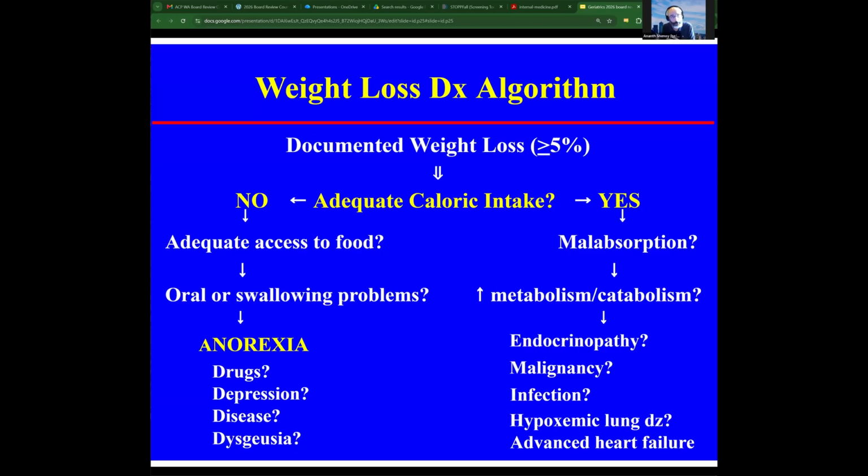Now, if they are able to get caloric intake, then you're thinking about, is this a malabsorptive process? And if not, is there an increase in metabolism or catabolism, which can happen from a systemic illness like malignancy? Thinking about endocrinopathies, like the thyroid, and then, of course, chronic infections. Also, many of the really advanced end organ diseases like heart failure, advanced COPD and emphysema, end stage liver disease, and end stage kidney disease can also be associated with weight loss.